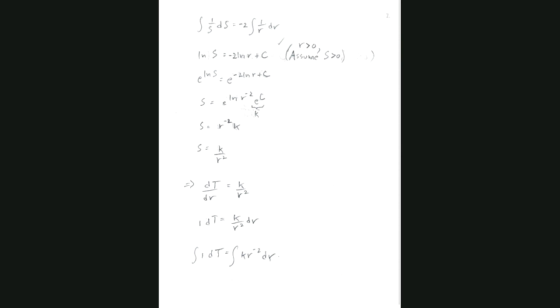So here we go again, a similar situation to what we had in the last example. I have the log of s equals -2 times the log of r plus a constant. I'm going to exponentiate both sides, but I have to write the -2 times the log of r as the log of r to the -2nd.